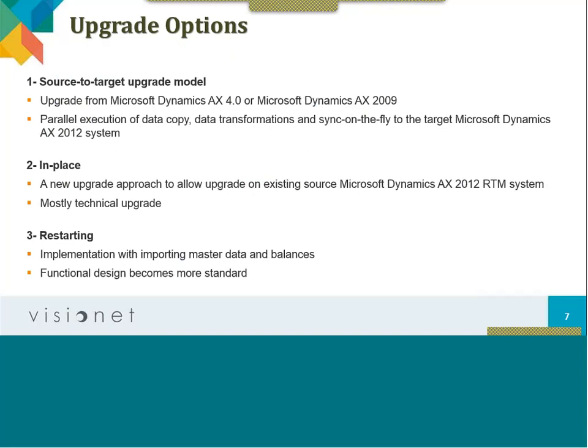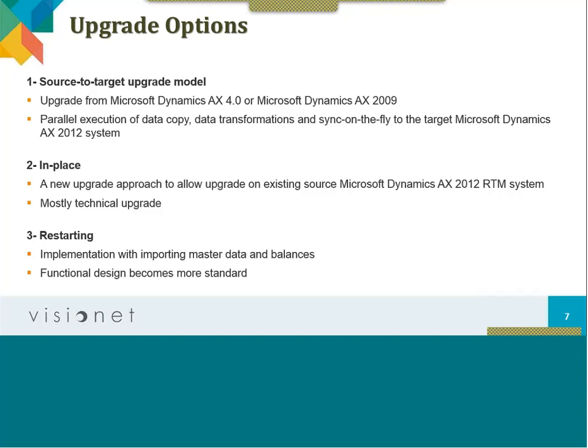So, upgrade options. 2012 is a flagship product, that's a new product, and people are actually getting interested in it. There are actually three different types of upgrades that do happen. The first one is the source to target upgrade model, which is generally the common one, and it's used if you are using an older version.